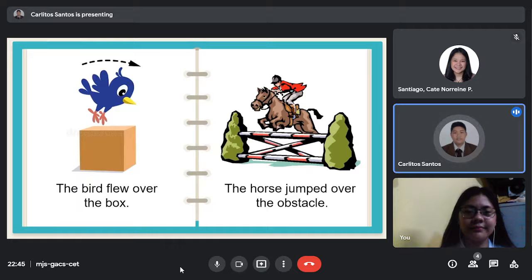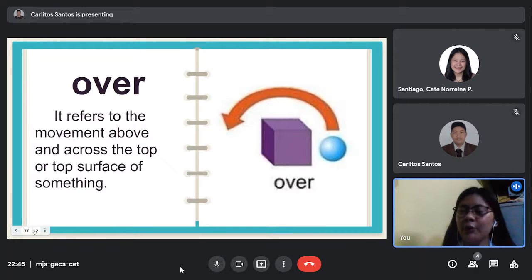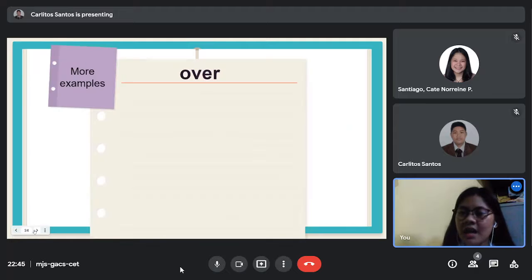The word over. Thank you, Mr. Caritas. He answered the word over. Then let's also have the meaning of over. How do we use it? Over refers to a movement above and across the top or top surface of something. We also have different sample sentences and different contexts.